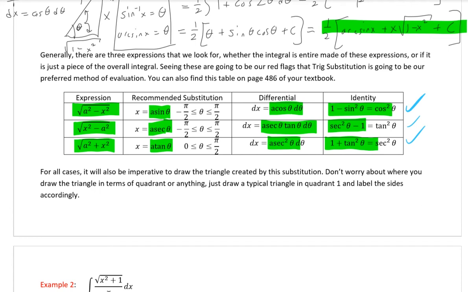Now for all these cases, as I note on the bottom here, it will be imperative to draw the triangle created by the substitution. Always do this. If you notice at the end of that situation we had sine and cosine, and I needed to determine what those meant back in terms of x form. The best way to do that is to draw a triangle. Thankfully, you don't need to be too detailed with this. Don't need to worry really about the quadrant. Just draw a normal right triangle as you would in quadrant 1, and determine what opposite, hypotenuse, and adjacent are. That's all you need to work with.